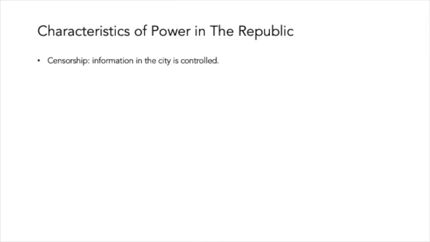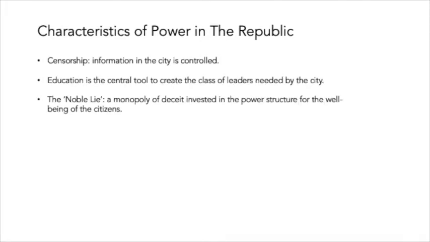We also saw that the leaders arrogated for themselves the ability to essentially dissimulate to the population, to lie to the population, the so-called noble lie, which we saw outlined at sections 389b and 389c. The idea being that those who are ruling the city will, from time to time, find it expedient to simply not tell the truth to the people in the city, and they need to have that power.